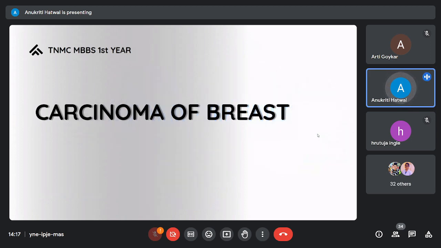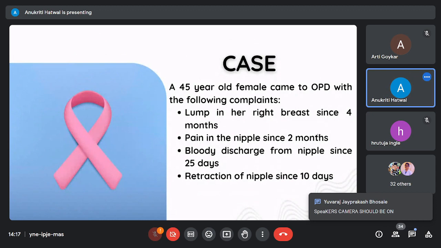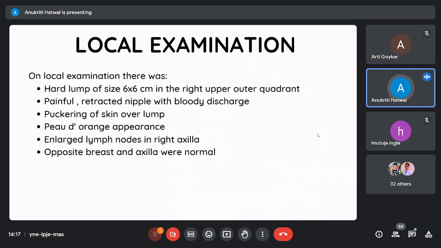A 45-year-old female, AOP, with the following complaints: lump in her right breast since 4 months, pain in the nipple since 2 months, bloody discharge from nipple since 25 days, retraction of nipple since 10 days. On local examination, there was a hard lump of size 6 by 6 centimeters in the right upper outer quadrant, painful retracted nipple with bloody discharge, puckering of skin over the lump, peau d'orange appearance, enlarged lymph nodes in the right axilla. The opposite breast and axilla were normal.